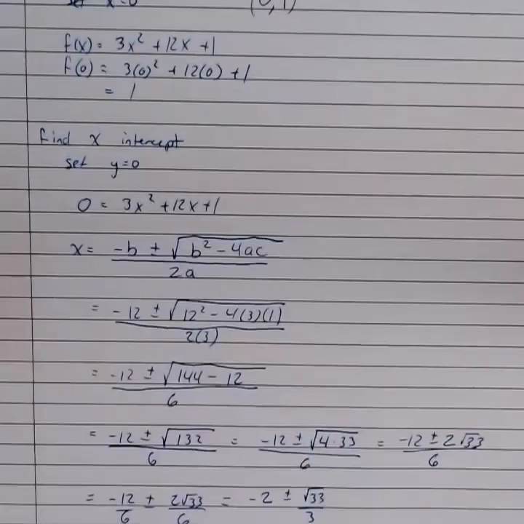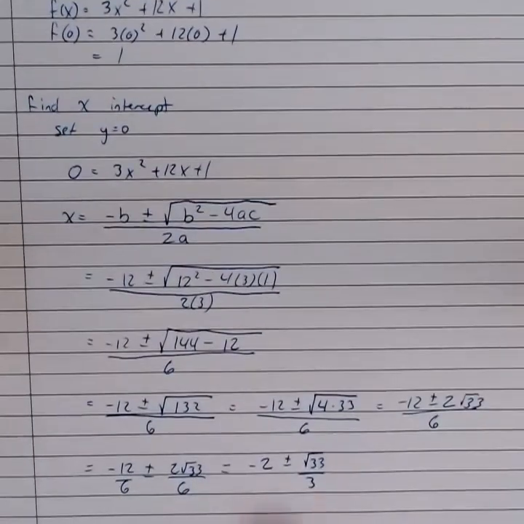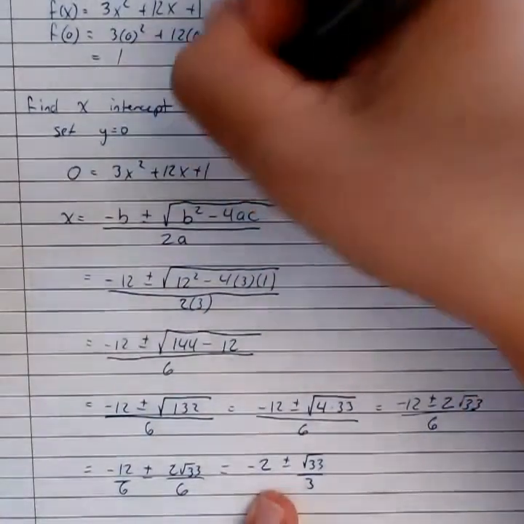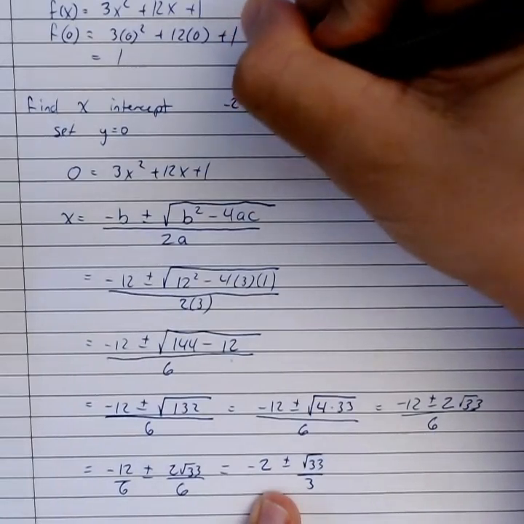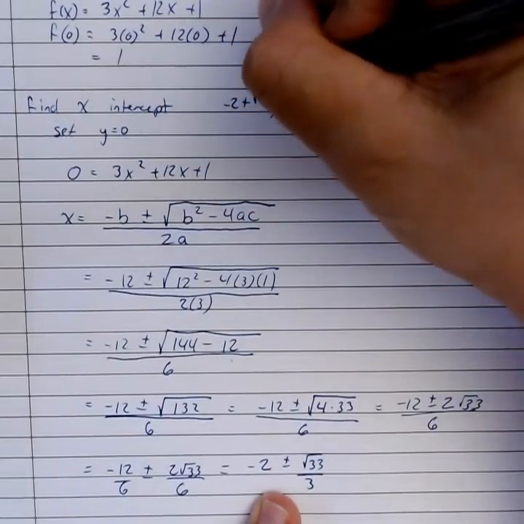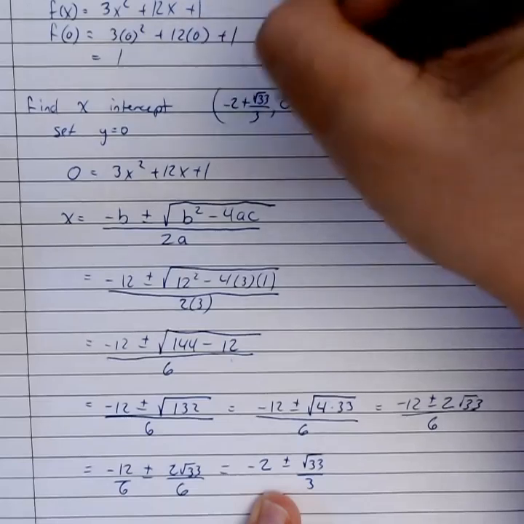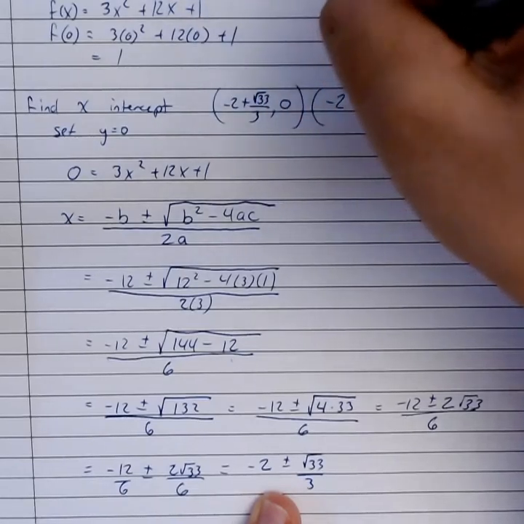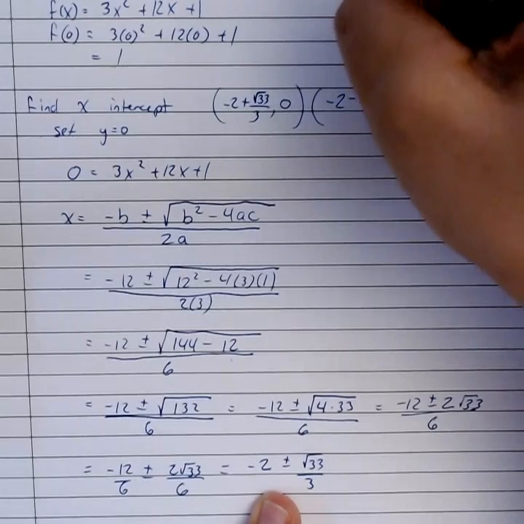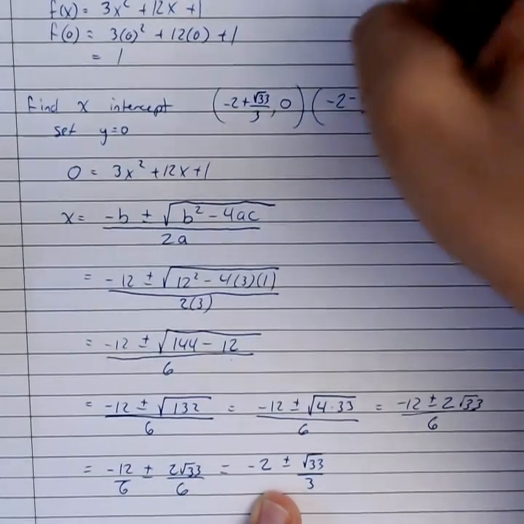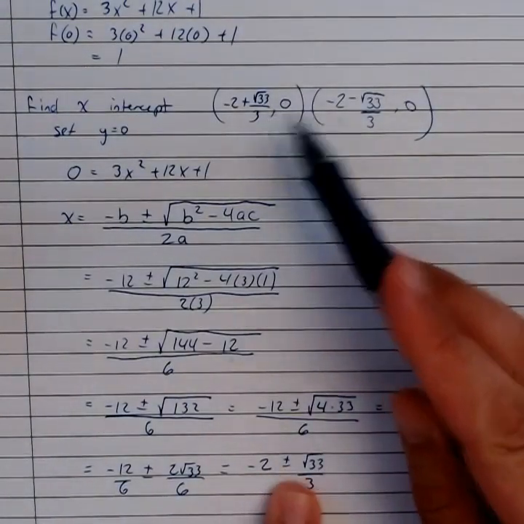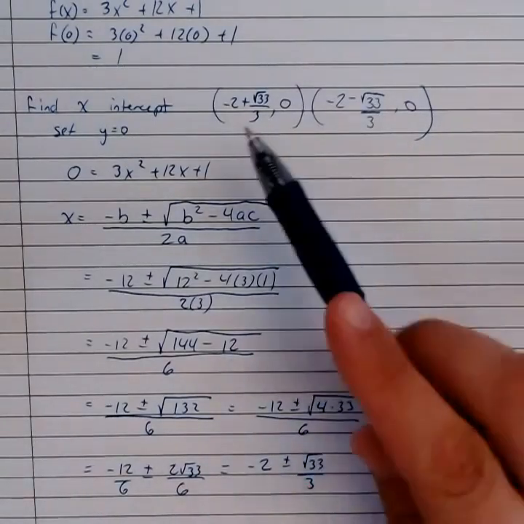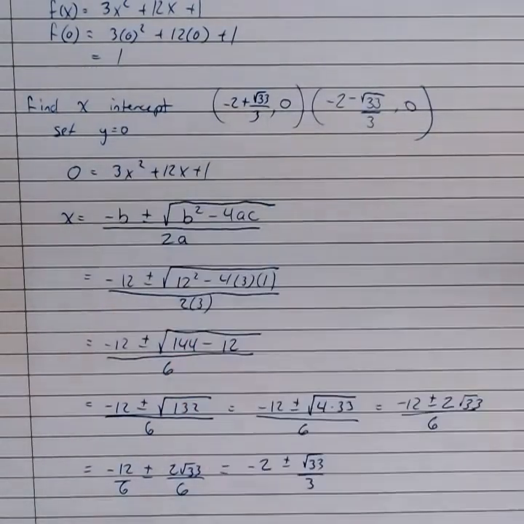And there we go. We find our x-intercepts. There's 2 of them. If y is equal to 0, x is either equal to negative 2 plus root 33 over 3, or it's going to equal negative 2 minus root 33 over 3, comma 0. Using these 2 numbers, negative 2 plus that or negative 2 minus that. And then, of course, the y value is 0, because that's how you find an x-intercept.